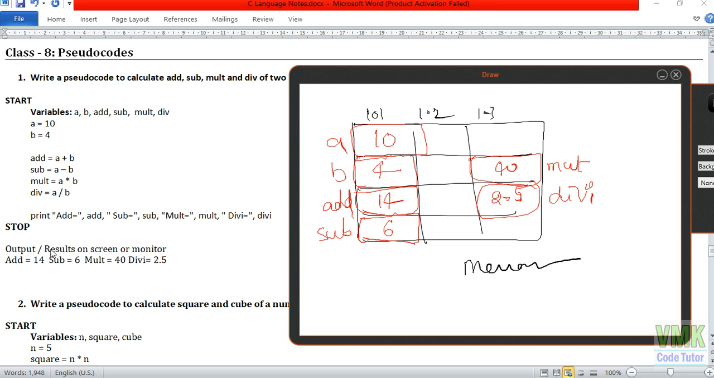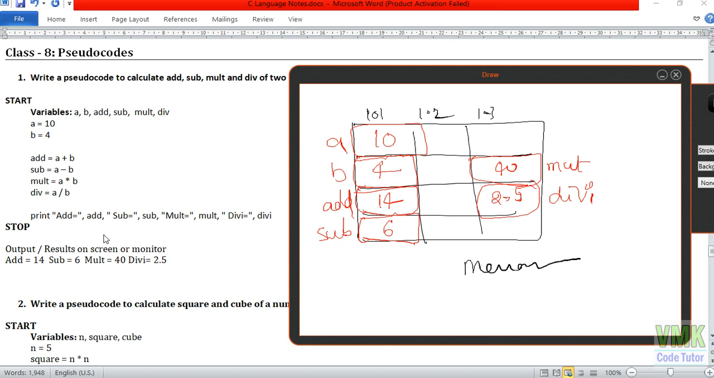Output means results on the screen, or what, monitor. So it will print add is equal to add. What's the add value? The add value is 14. Therefore add is equal to 14. It will print. See here, add is equal to 14. Print is going to print these particular results on the screen or monitor.